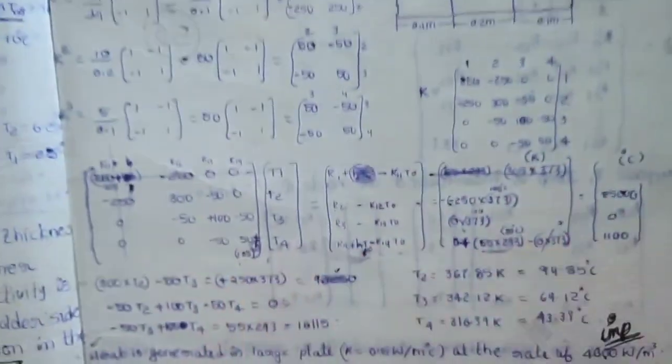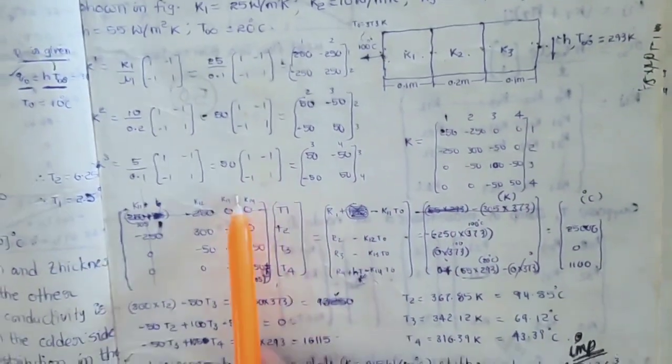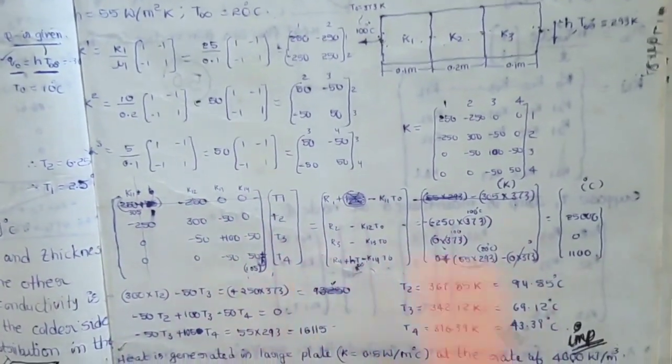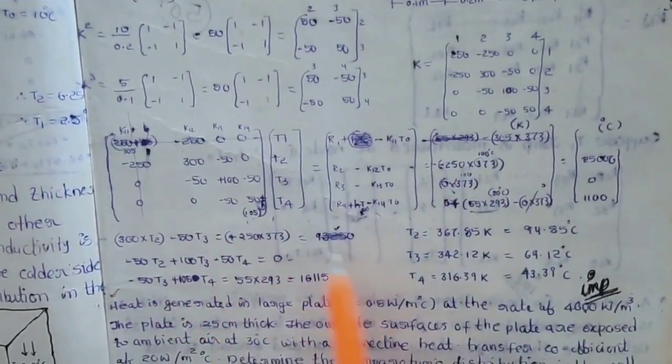The remaining is all the same. You have to find K1, K2, K3. K1, L1, K2, L2 are all given, so you have to substitute all of them and combine the matrix. You have to use the equation and find all the values, and you can get the 3 by 3 matrix. You can solve the equation very easily.